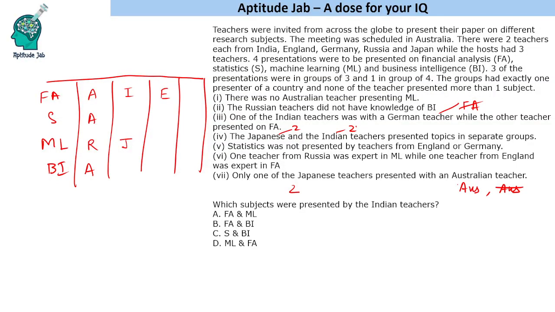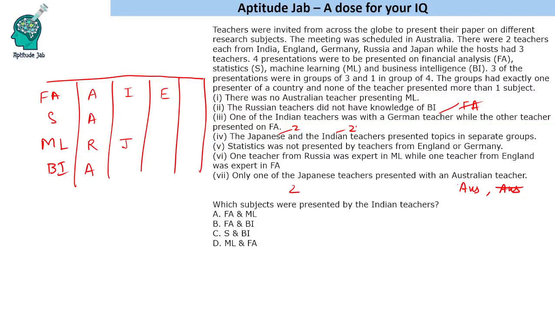Now it is mentioned that one of the Indian teachers was with a German teacher, right? So in what subject can they have India and Germany together?